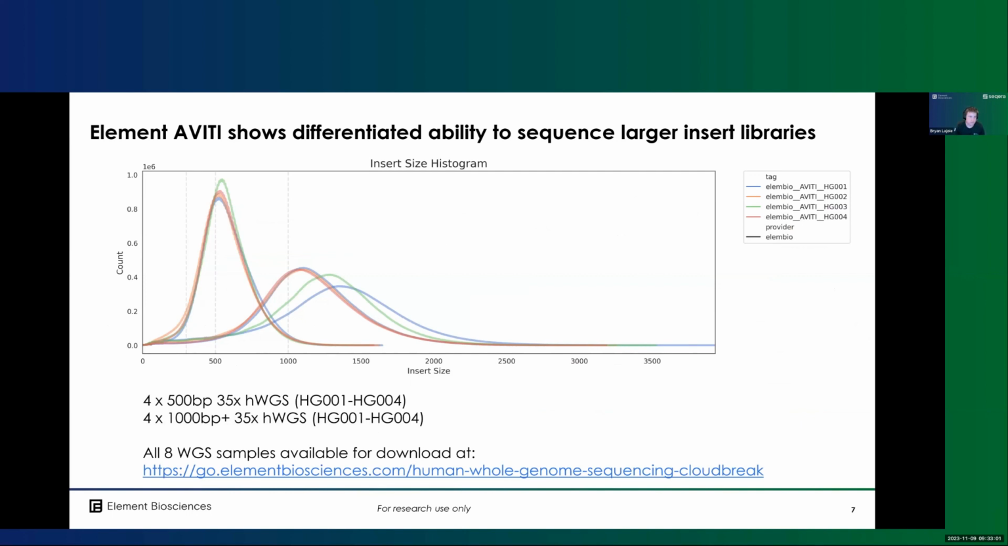Just one more example: we've now created, sequenced and shared 8 total libraries. These are across HG001 to 004. We've prepped these at both a 500 base pair insert and 1,000 base pair insert. You can see the different distributions on that plot, the 4 different colors at both sizes. You can even see that in blue and green, some of these inserts are even larger than 1,200 to 1,300 base pairs in size. So we're able to really begin to push this quite a bit.